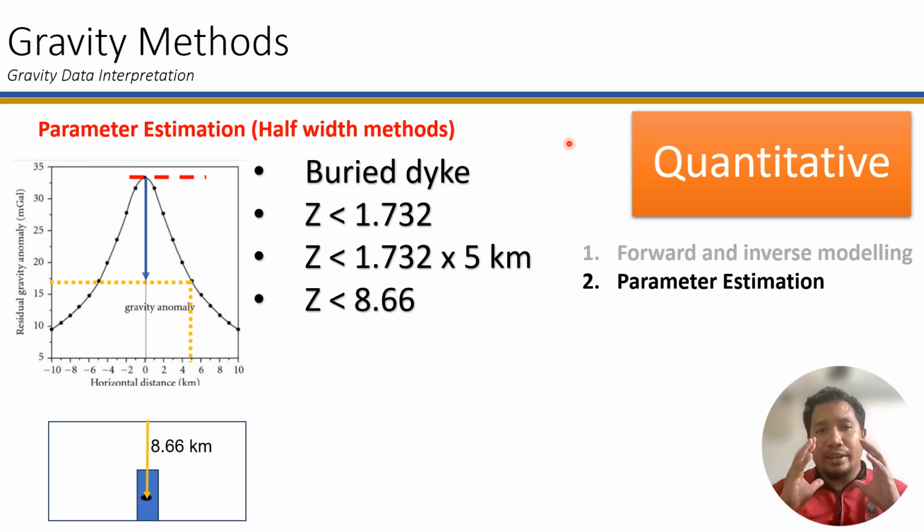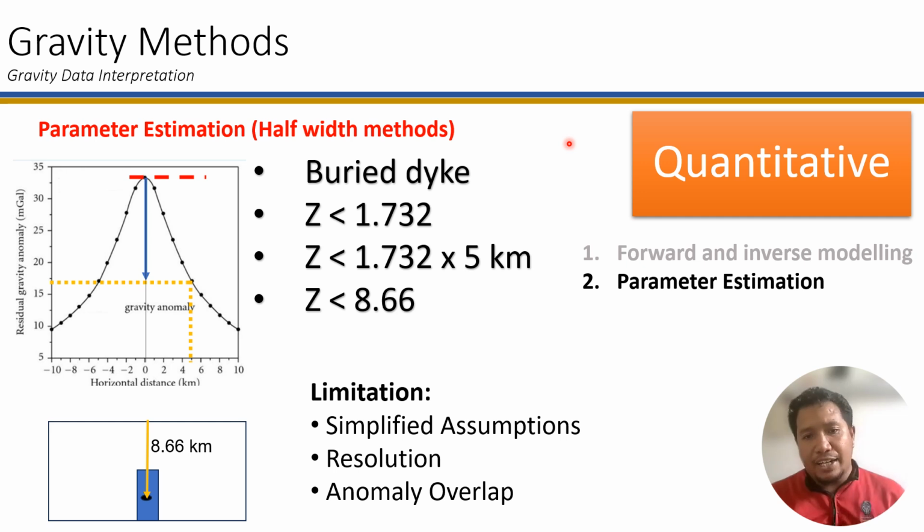However, it is important to recognize that this method has significant limitations. The limitations are simplified assumptions, resolution, and lastly anomaly overlaps. So let's take a look at the simplified assumptions. This method assumes simple geometries which might not represent complex subsurface structures accurately. For example, the equations that I showed you just now are only for simplified models. It's a perfect sphere, a horizontal cylinder, a vertical cylinder, and a flat body, something like that. So it's not really representing the actual body, but we can do the estimation based on our understanding of the study area.